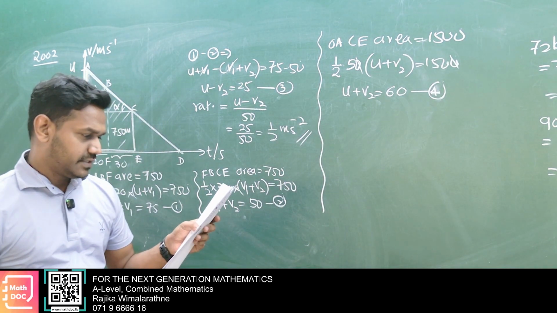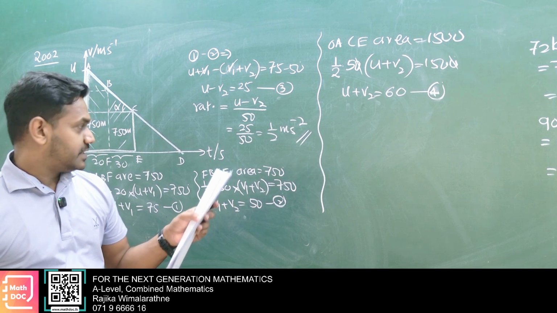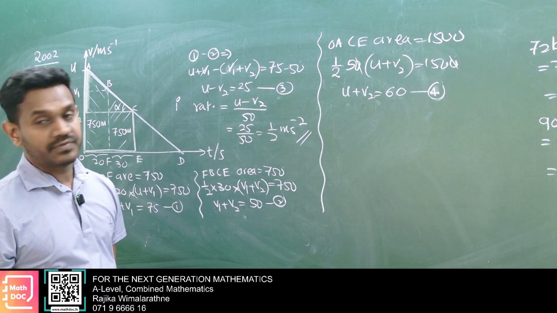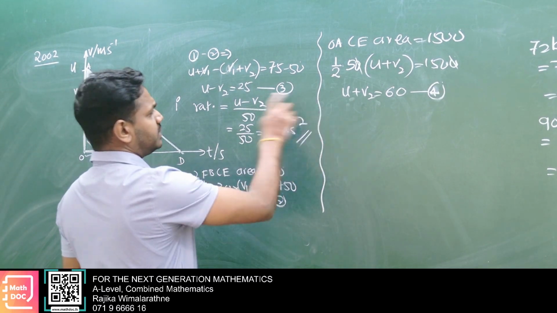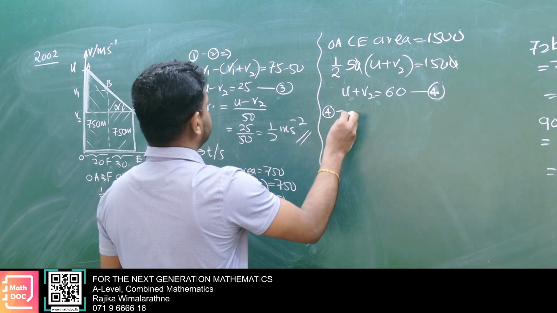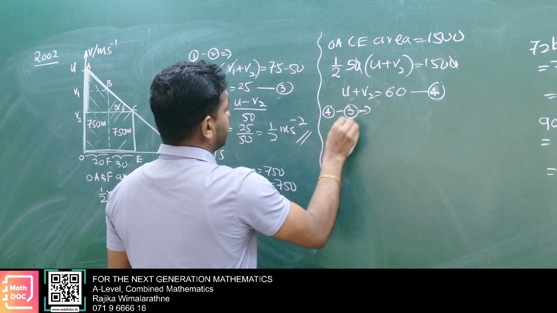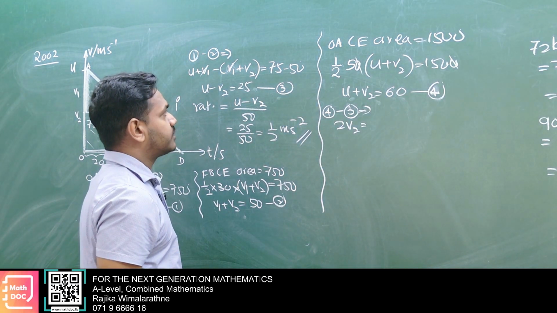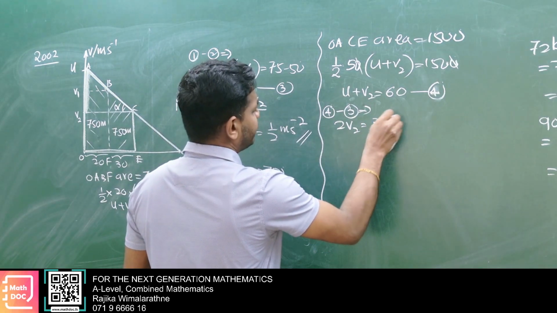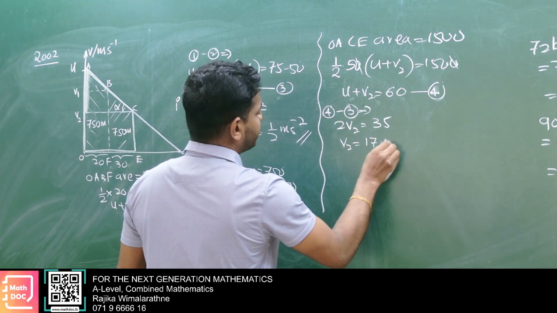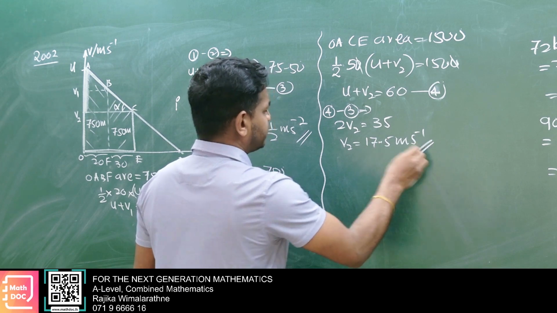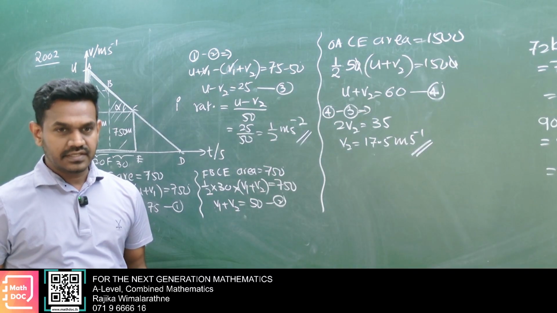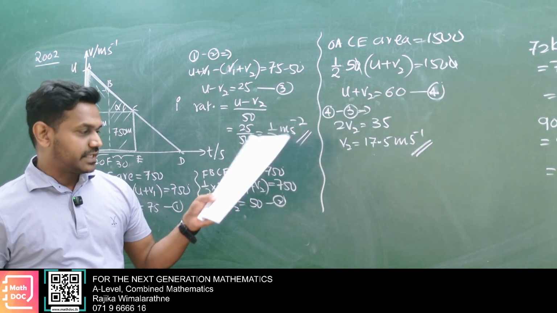Now we have to find, the retardation is done now, and the velocity of the train at 50 seconds. Then solve 4 minus 3. Then 2v2 equals 60 minus 25, which is 35. Then v2 equals 17.5 meters per second. So that's the velocity when it reaches 50 seconds.